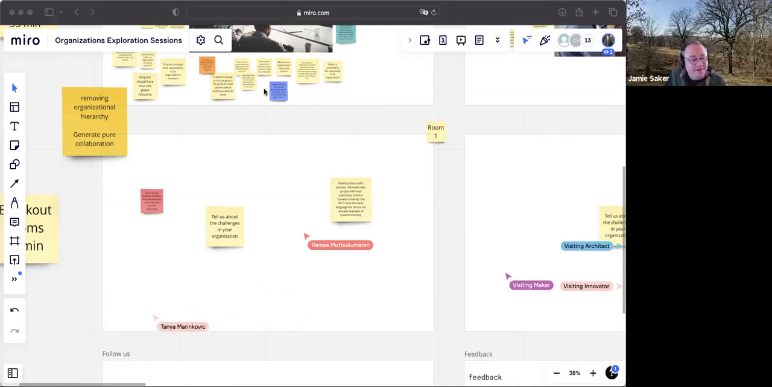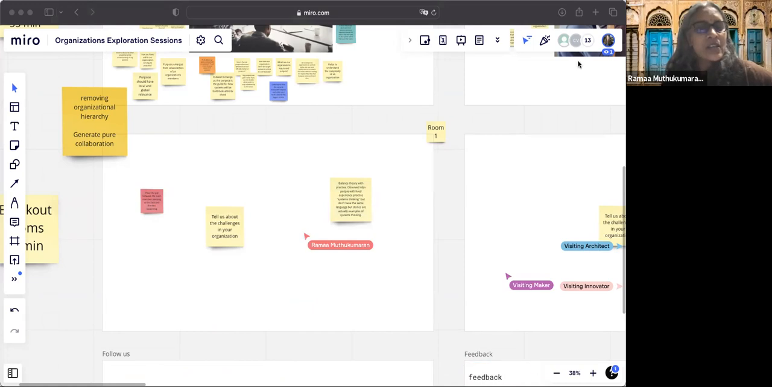Myself and Agnes were in that room. Thankfully, both of us were from the same sector, nonprofits. She also works with the development sector, and I'm also from there. So we found a lot of similar things to talk about.